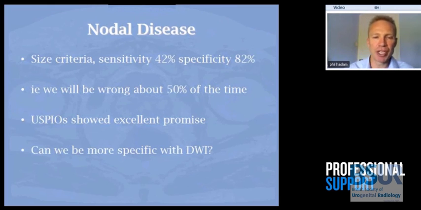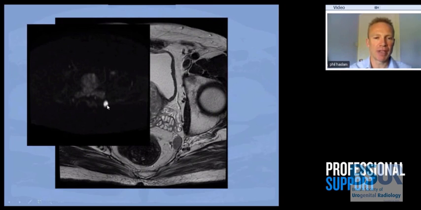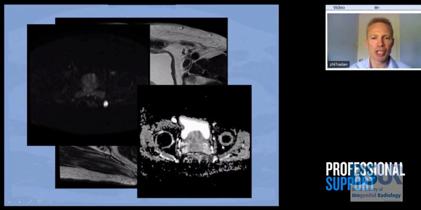Can this help us show which nodes are involved, which ones aren't? Here's an example. Here's a pararectal node here, possibly due to prostate cancer. Here it is on the B1400. It lights up like a beacon. Fantastic. Must be tumour. There it is, low signal on the ADC map.